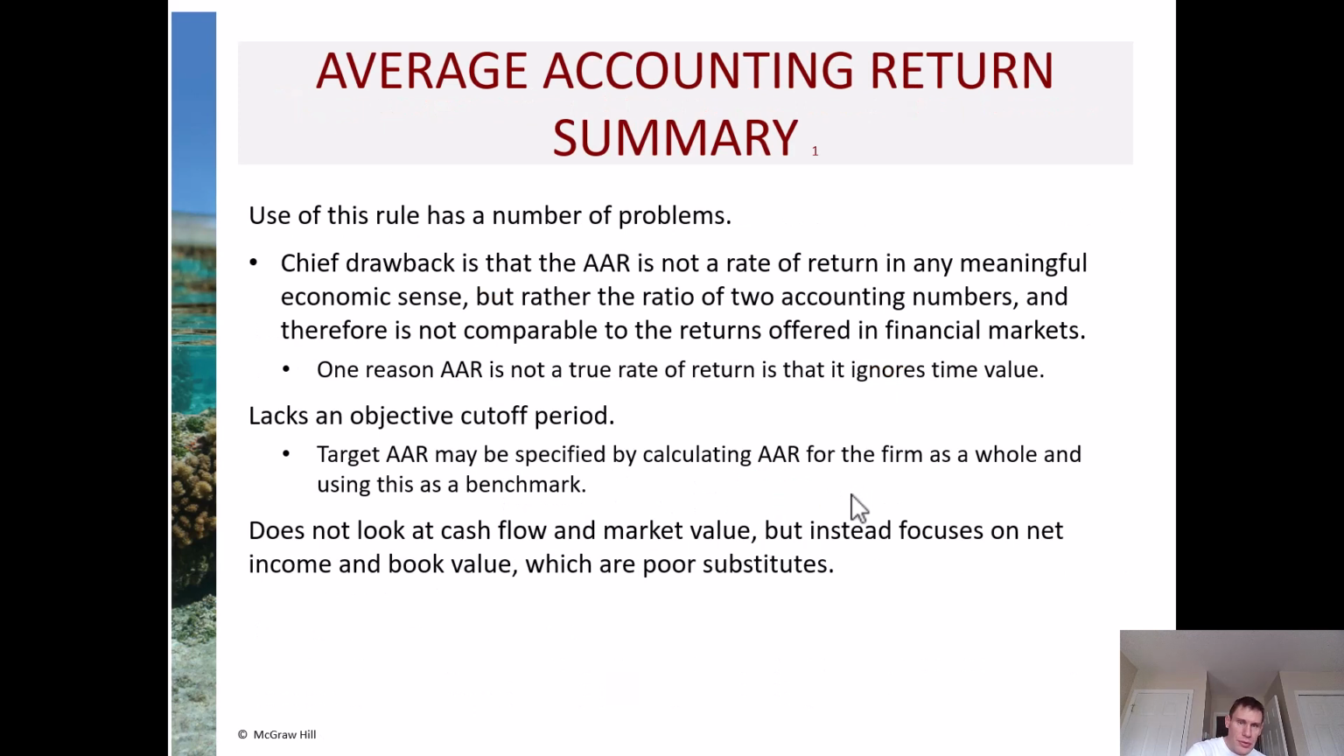So use of this rule has a number of problems, which again, honestly, this isn't used very much in the real world. The chief drawback is that AAR is not a rate of return in any meaningful economic sense, but rather the ratio of just simply two accounting numbers. And therefore, it's not comparable to the returns offered in financial markets. One reason AAR is not a true rate of return is that it ignores time value. It lacks an objective cutoff period. Target AAR may be specified by calculating AAR for the firm as a whole and then using this as a benchmark. It doesn't look at cash flow or market value, but instead it focuses on net income and book value, which frankly are, as it says, really poor substitutes.